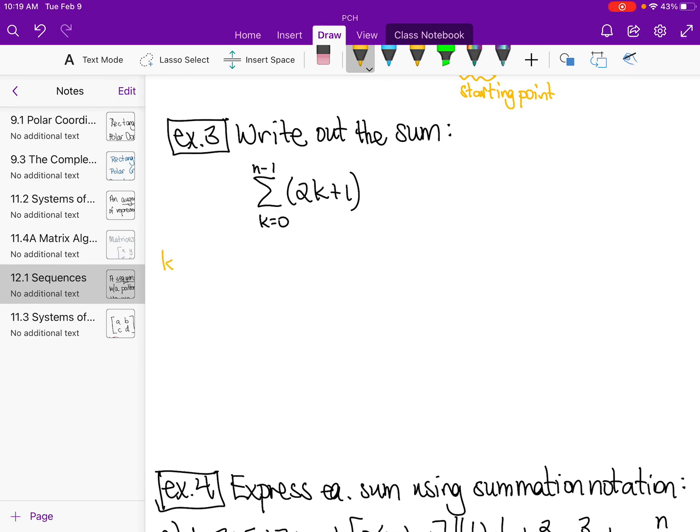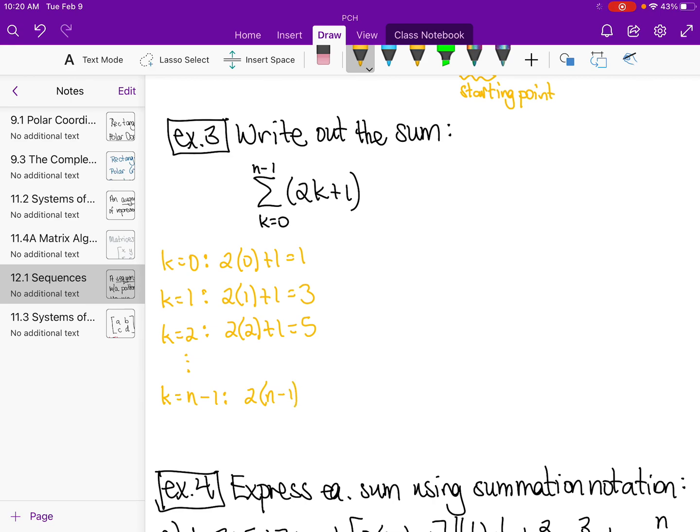This is telling me I'm going to start by plugging in k equals 0. And I'm going to plug in k equals 1, and k equals 2. Usually 3 terms is enough to find a pattern, okay? Then this is telling me to stop when k equals n minus 1.